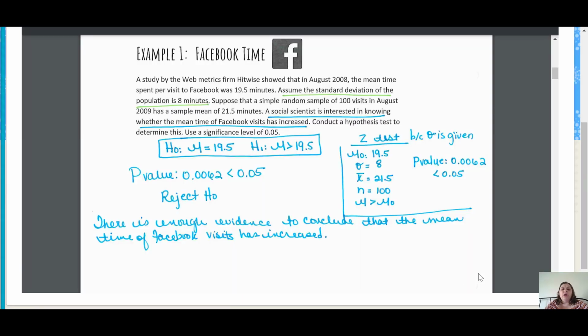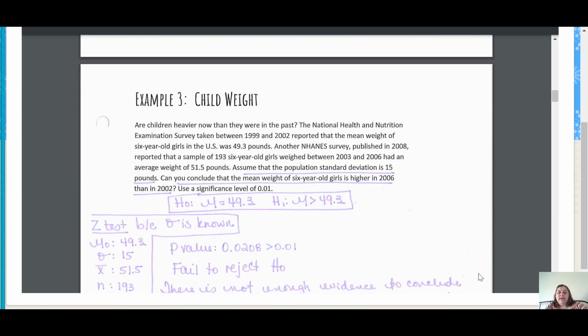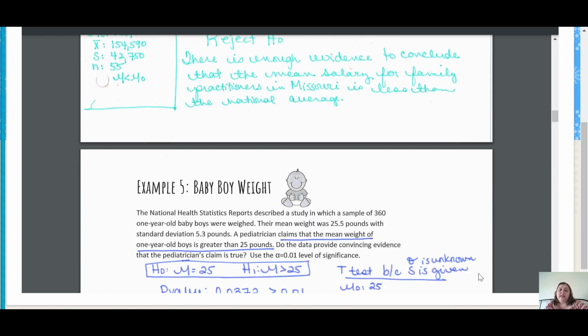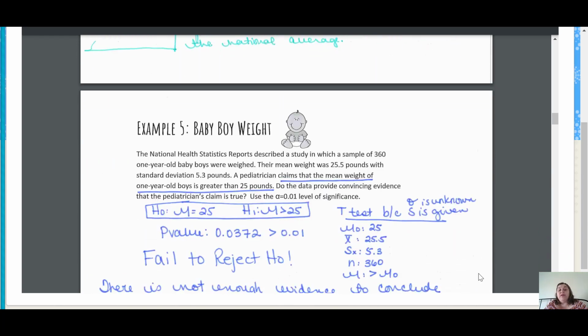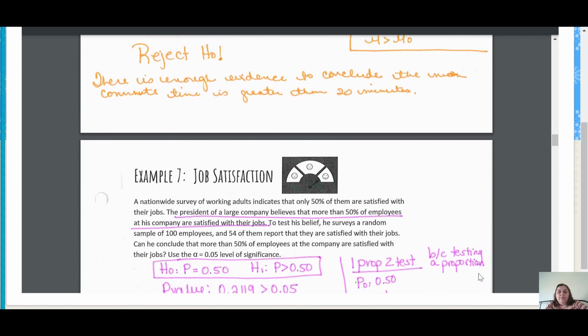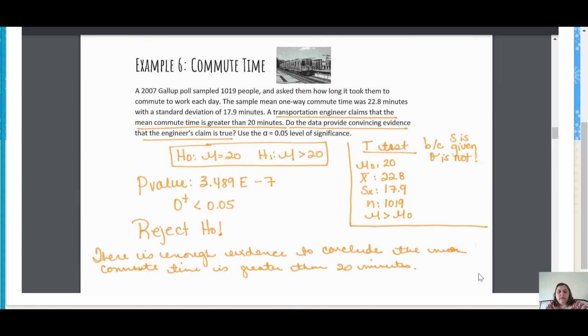All right, so real quick, I want to do one more. I'm not going to do a T test because it's the same as the Z test. It's just they give us the sample standard deviation instead, and so you would just make sure you choose T statistic. But I did want to do, let's see.